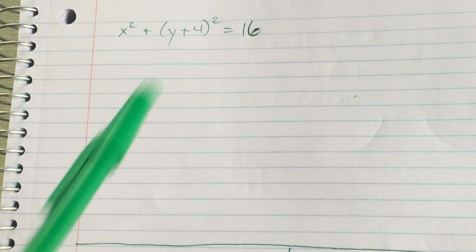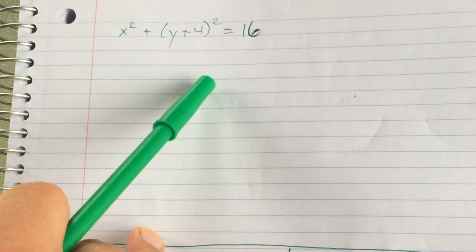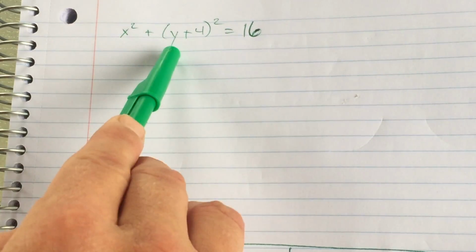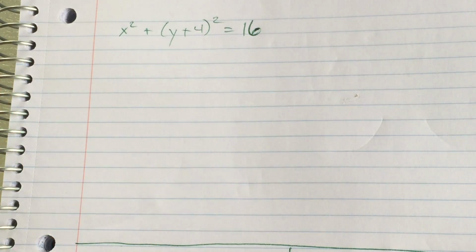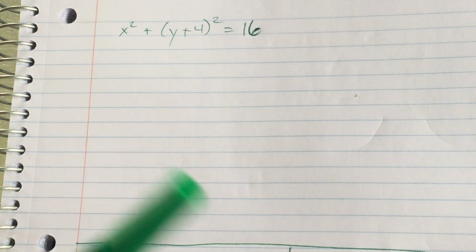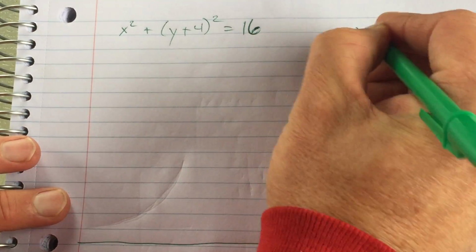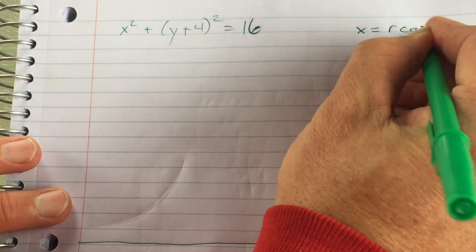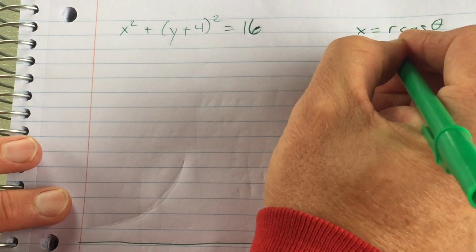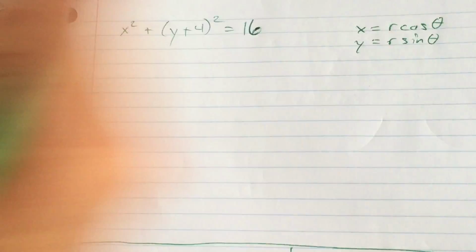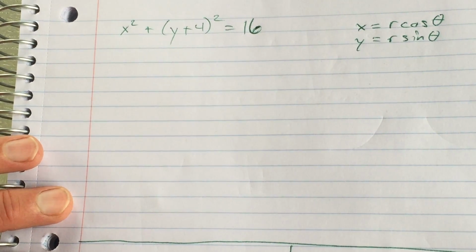There's a question about converting a circle from a rectangular system to a polar system. So the things that we need to remember: x equals r cosine of theta, and y equals r sine of theta. So these are important things to remember.